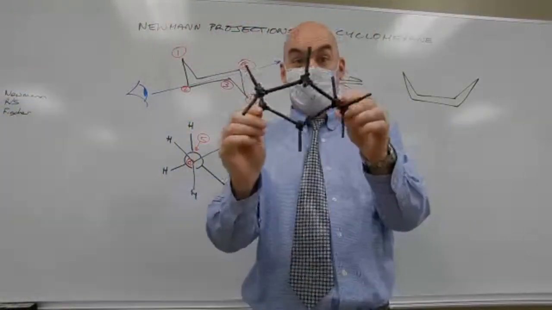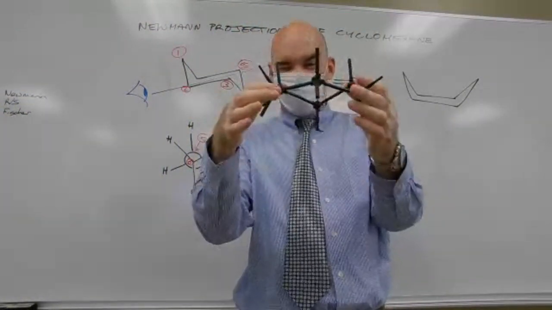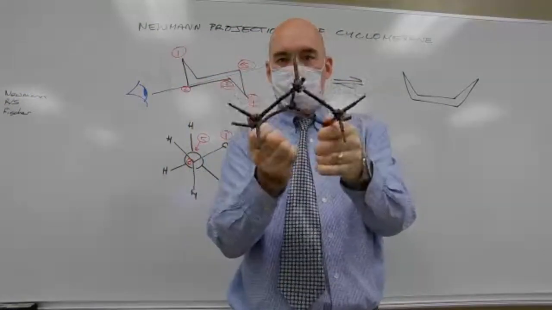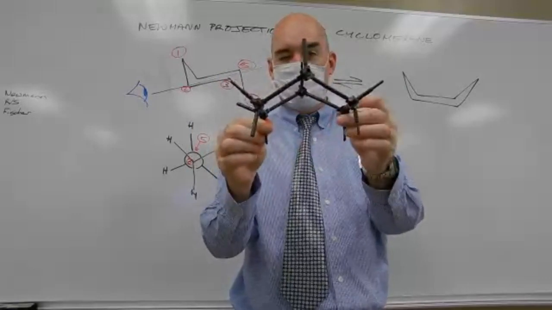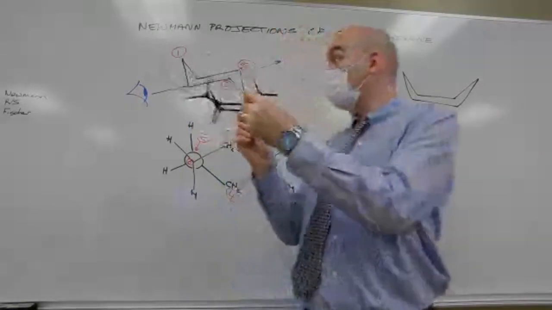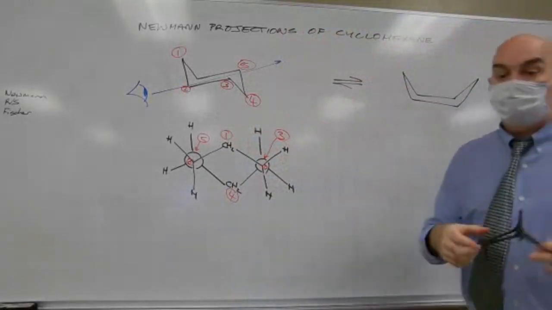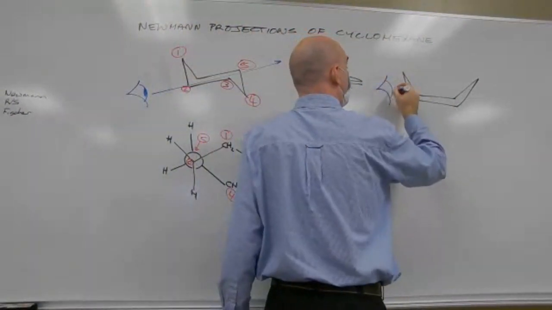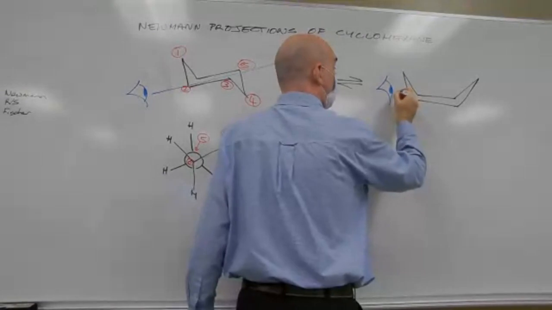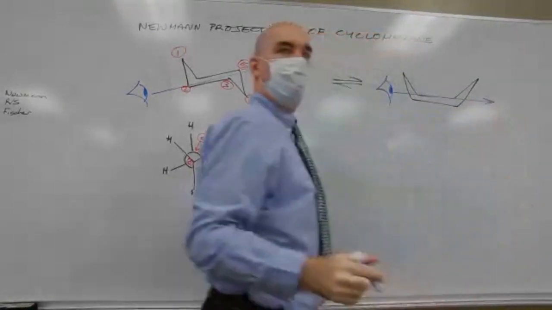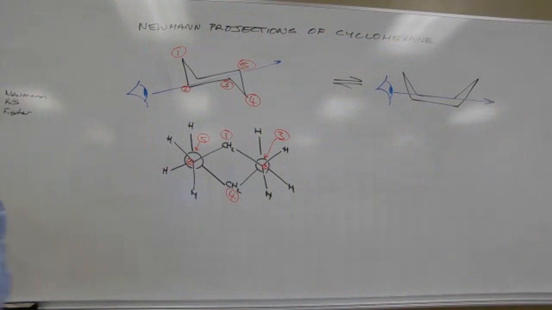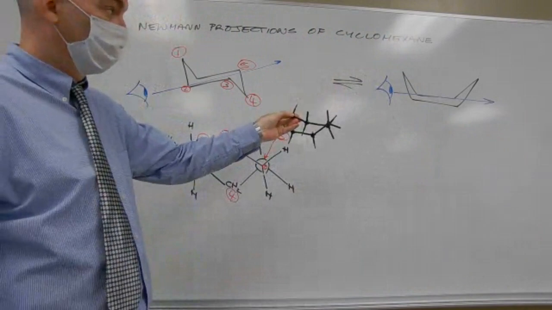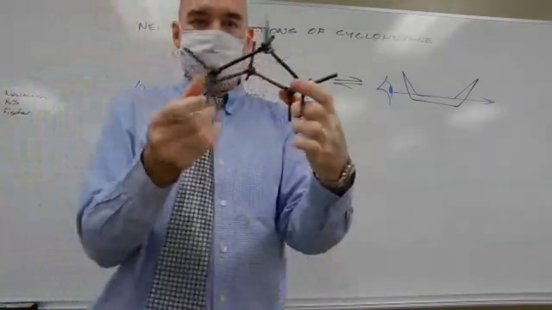Okay, from the chair, how can I tell it's a chair? Because it's staggered. Into the boat. And again, it's a boat sideways. So now, my point of view, to turn this, is my eyeball. I'm going to look straight down the middle of this. So my Newman projection from this side-on boat is straight down those bars.